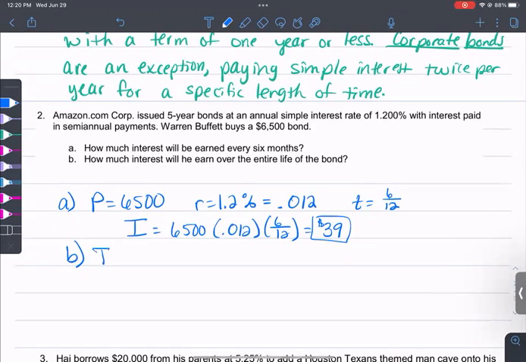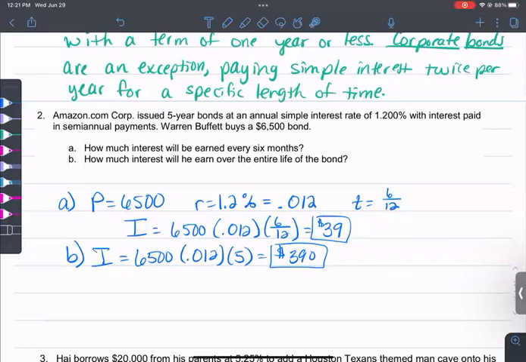The interest for the entire life of the bond would be 6,500 times 0.012 times 5. This gives you $390. Now that could be calculated by taking the 39, doubling it for twice a year, and then multiplying times 5 to get the total for 10 payments. Or you can do as we did here, principal times interest times the time frame of 5 years in this case.